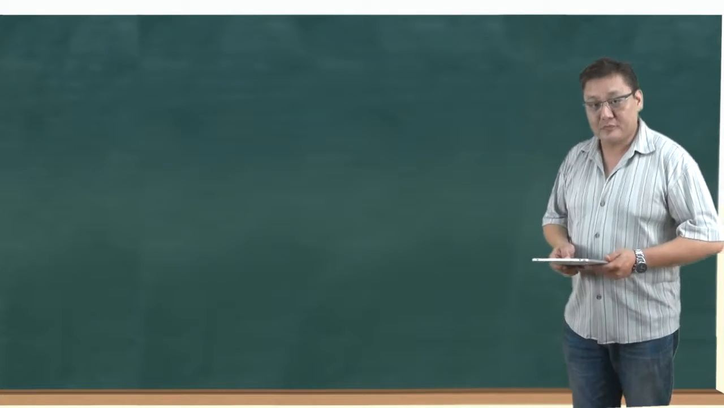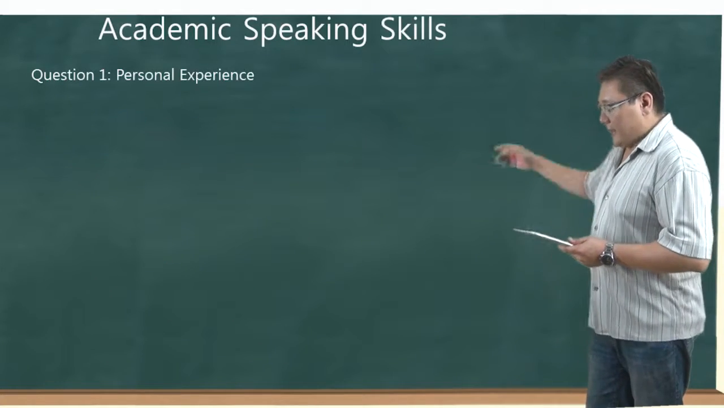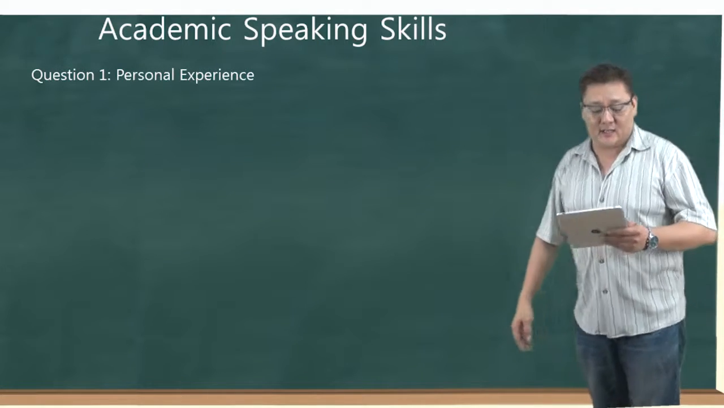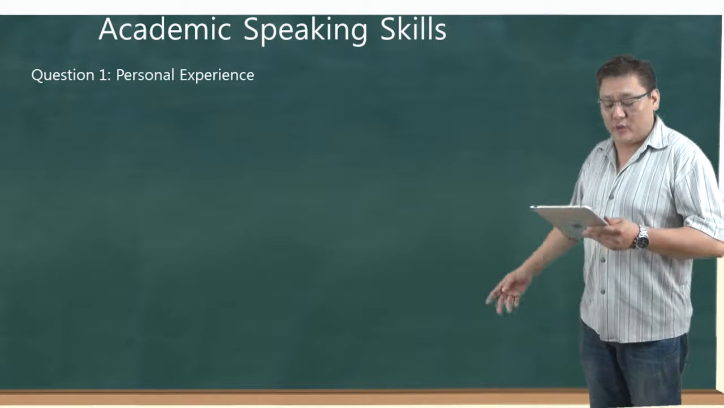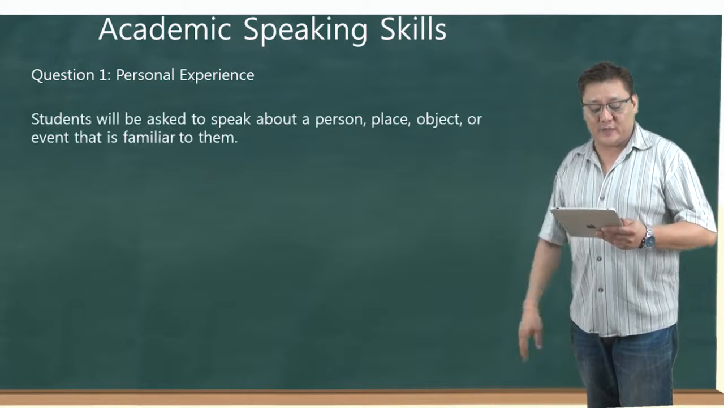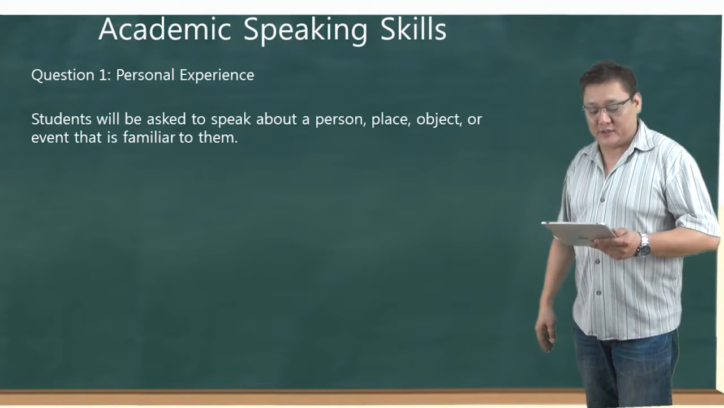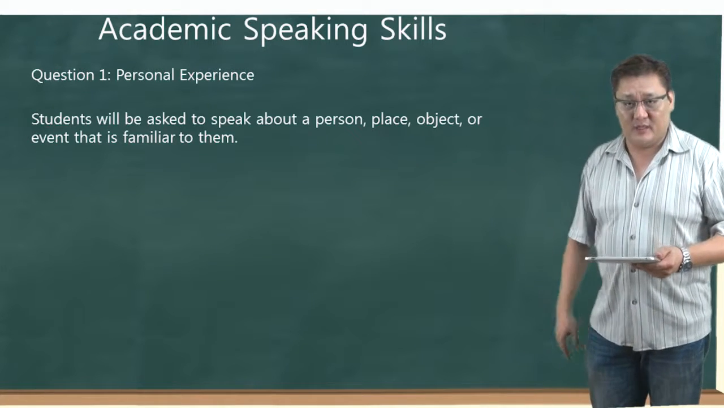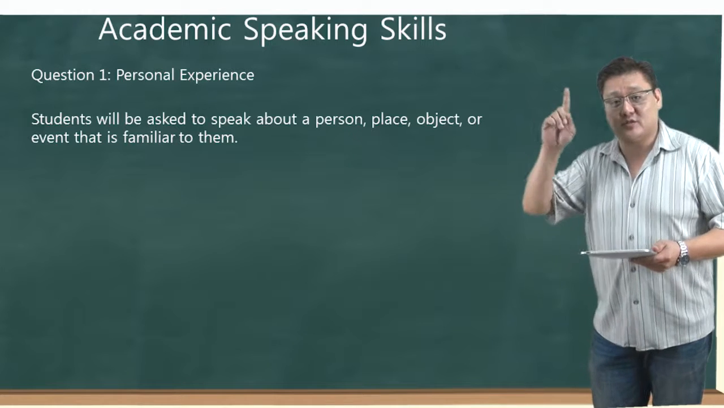Here we go. Academic speaking skills. Question 1 is the personal experience. Students will be asked to speak about a person, place, object, or an event that is familiar to them. 이 네 가지 나와요. 또 하나 있어요.